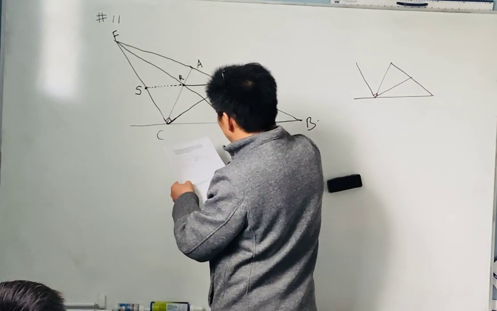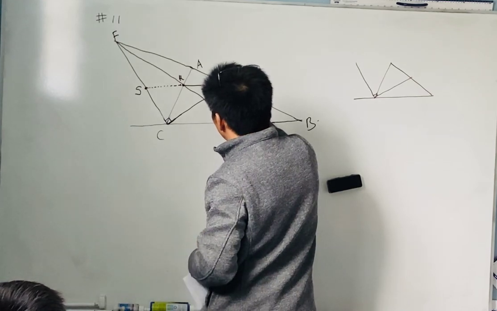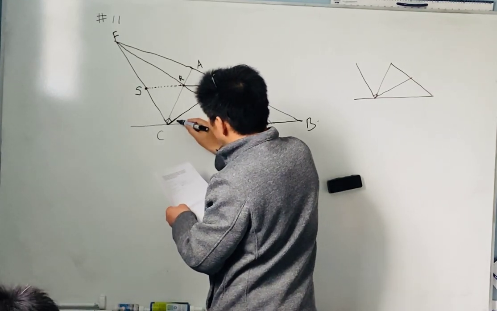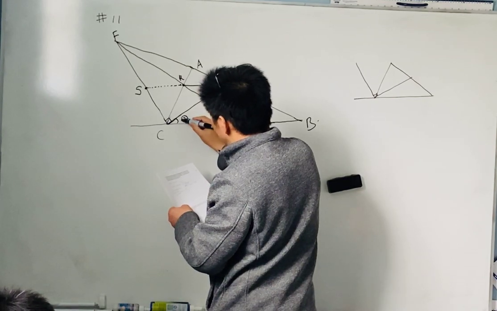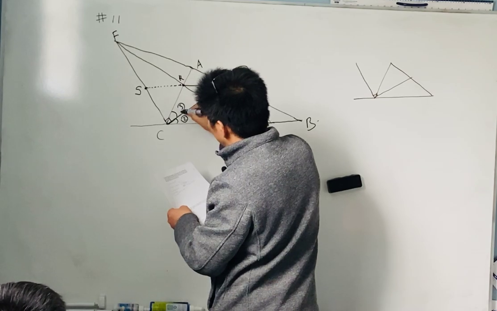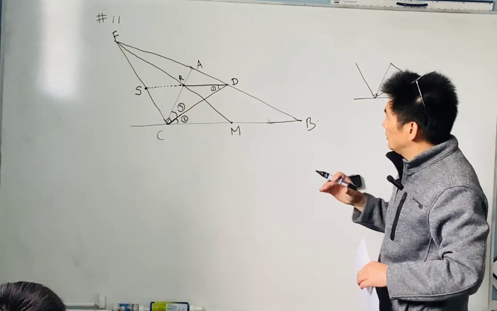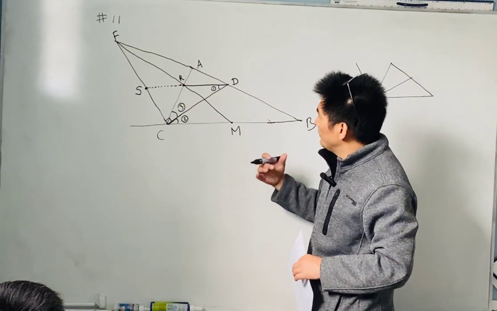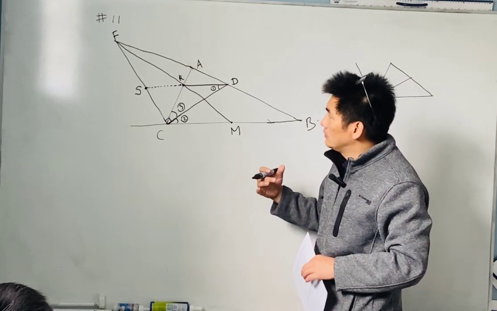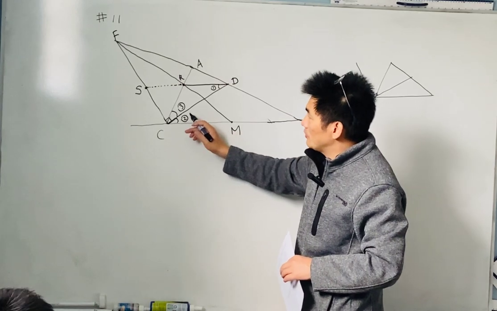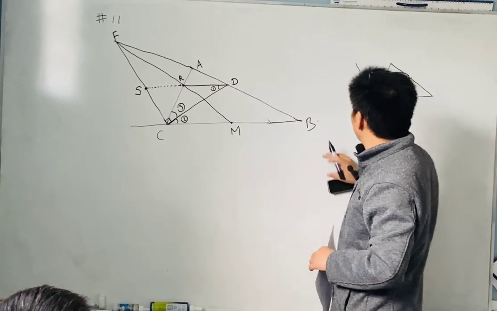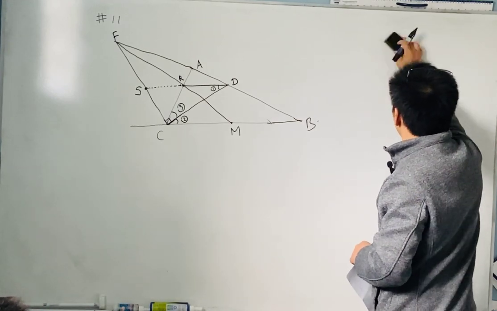Let's label this one angle 1. This one is angle 2. And this one is angle 3. So, what can we see from here? 2 equals 3, right? That's given. Also 2 equals 1. So that's helpful.